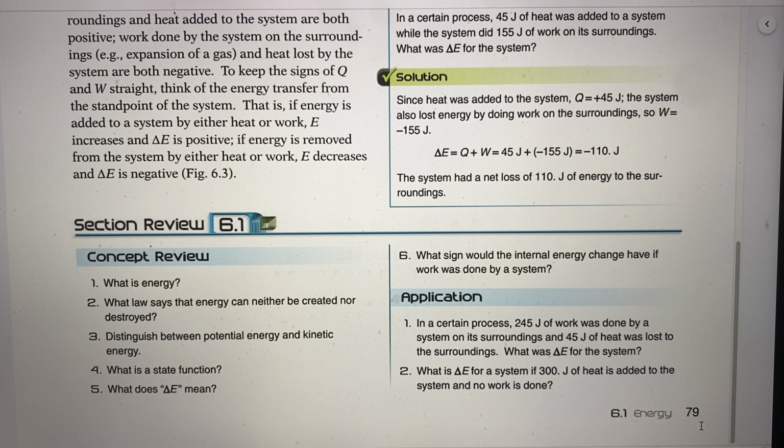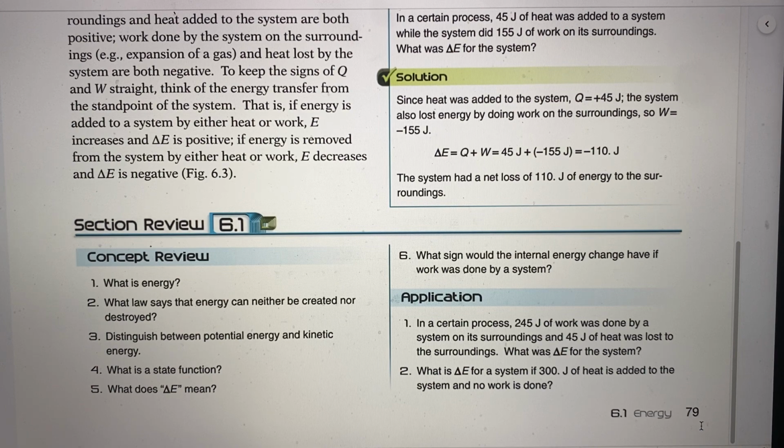Number three, distinguish between potential energy and kinetic energy. Potential energy is stored energy, or energy of position. And kinetic energy is the energy of motion. What is a state function? A state function is a value determined by the state of the system. Remember the mountaintop, where we only needed to figure out where we are, not how we got there or all the energy we used. Number five, what does ΔE mean? Delta is that little triangle. Delta means change. So ΔE means a change in energy.